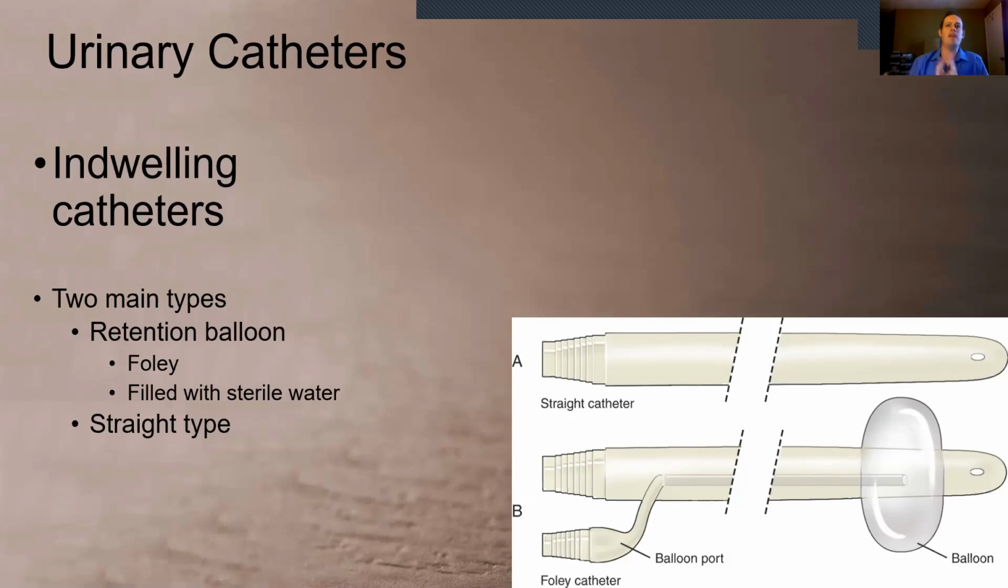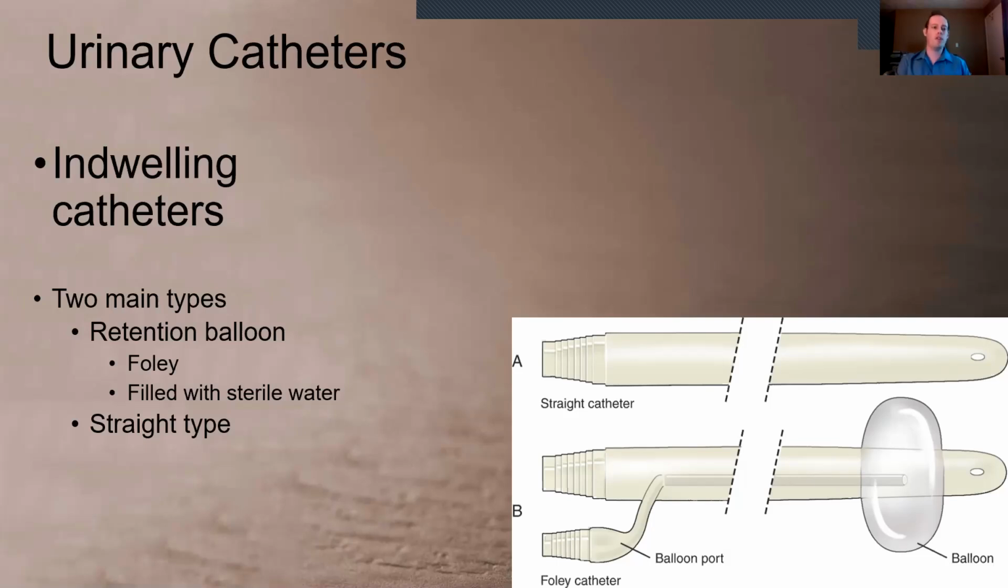So we have two main types of catheters we are going to talk about. And I see a couple of you with your eyes closed. If I can get you to look up, please. Jalisha, thank you.